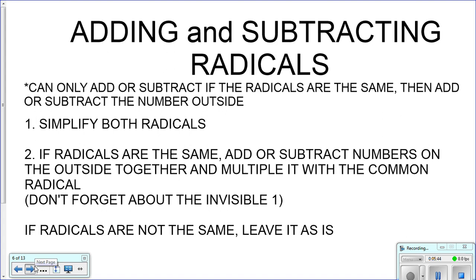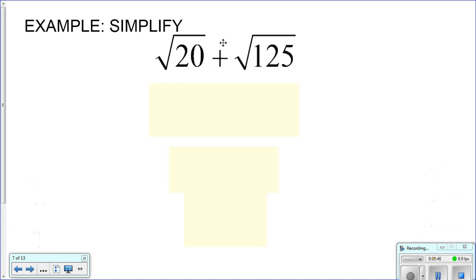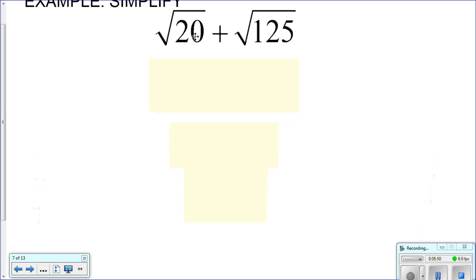So let's try one. Okay, so we have the square root of 20 plus the square root of 125. So we actually have to simplify these first. So the first one, I'm going to do the cake for 20. So 20, I divide by 2, I get 10, which I can divide by 2, gives me 5, which I can divide by 5, gives me 1. So the pair of 2's goes to the outside and the 5 goes on the inside.